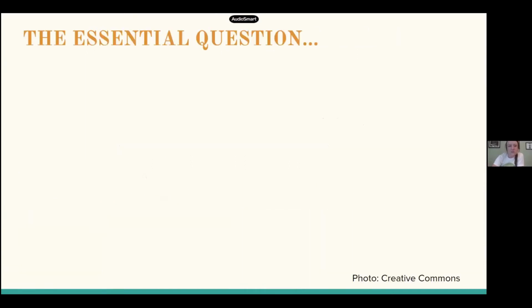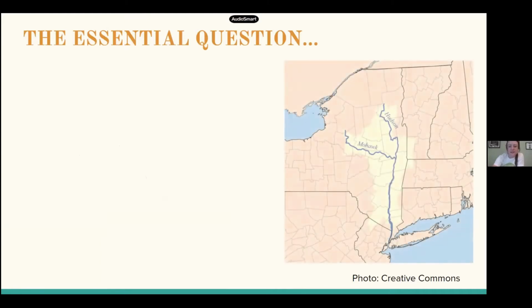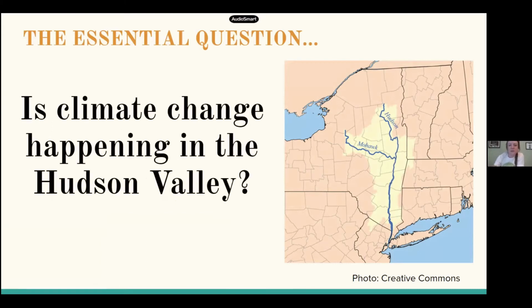Okay, so y'all ready for the essential question? Your clue is we're going to be studying the Hudson watershed, which I think most of you are located in. And what we're going to explore today is whether climate change is happening in the Hudson Valley. And I'm sure you all have some strong thoughts and feelings about that. But we're going to look at how data can help us explore this question.